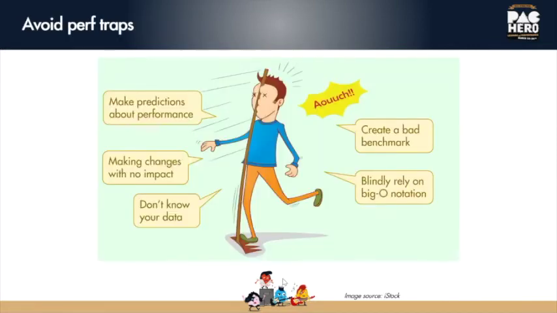The second point is avoid performance traps. The number one performance trap that I see is that people make predictions about the performance of their code. And this is just wrong. Modern systems are so complicated that it's essentially impossible to predict how your code will run. So do not guess, always measure.